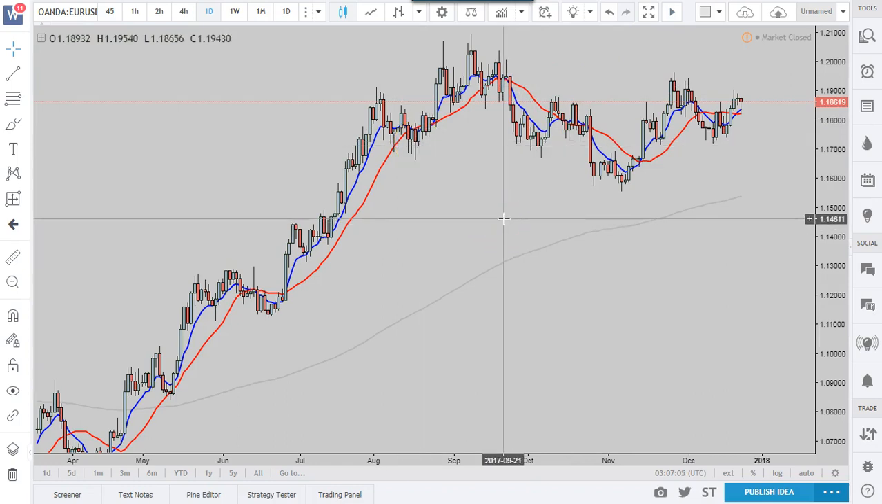So I'm gonna do a video on Fibonacci retracement, how to get in on all these currency pairs, how to get in on the low, how to buy the low, how to sell the highs.